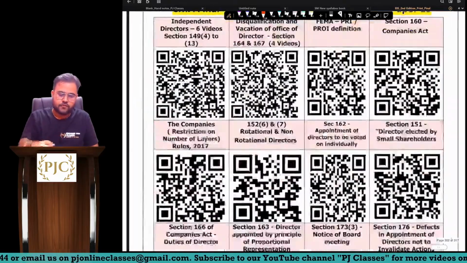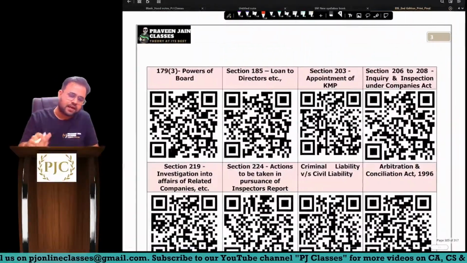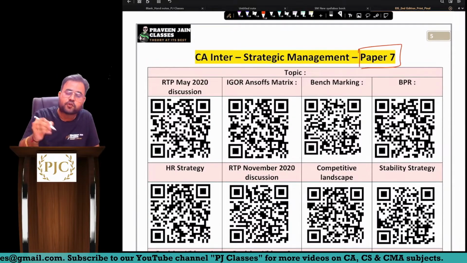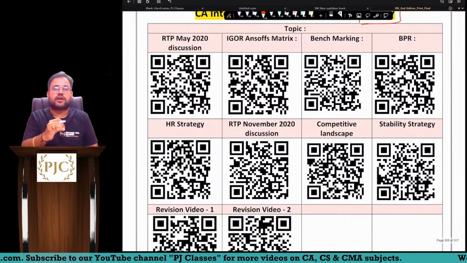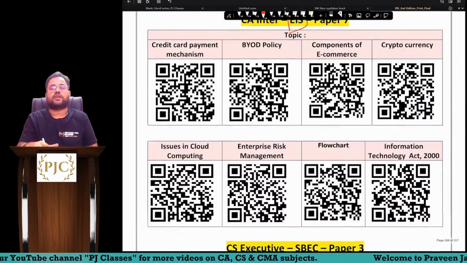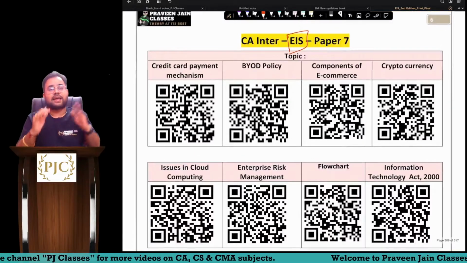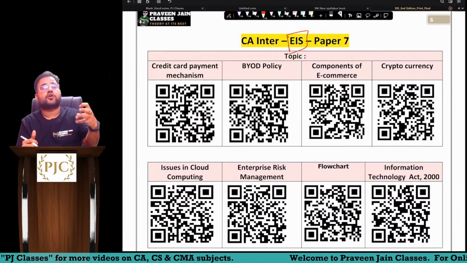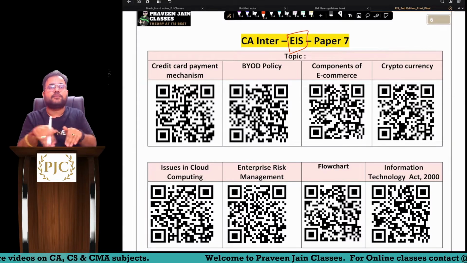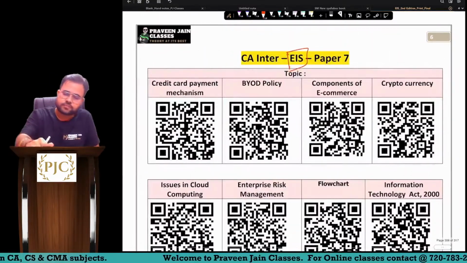Similarly, for the CA Final videos I have also given QR codes. Now this is more relevant for you. So QR codes for all SM videos are given. QR codes for all EIS videos are given, sir. All these codes are kept at one particular place so that if you have a subject-related doubt, it helps you, and it helps you in revising also, sir.